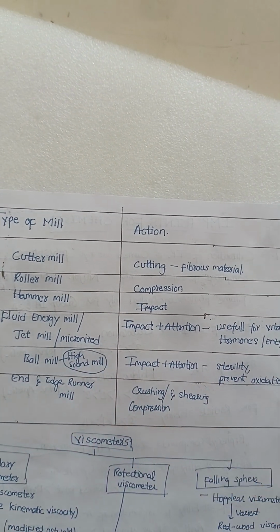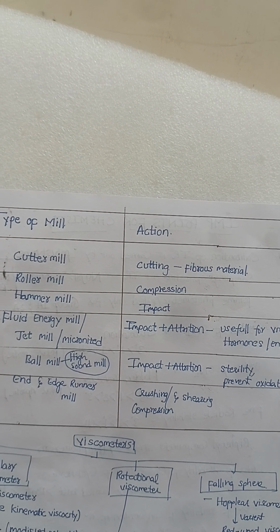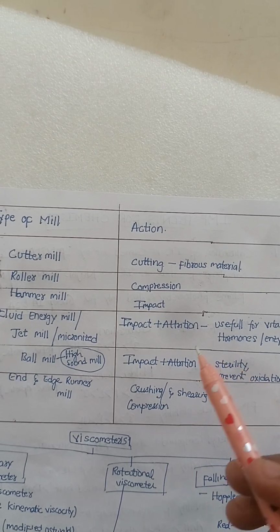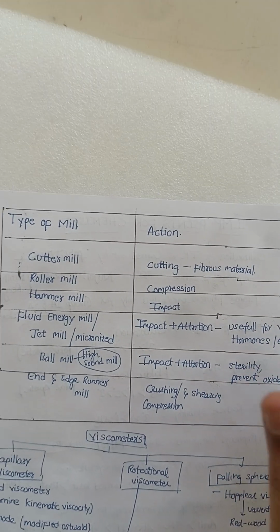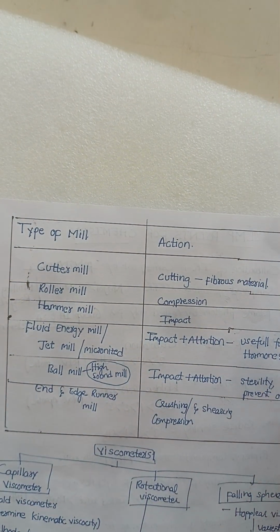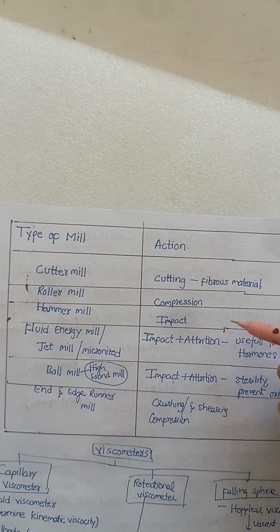The next is end runner and edge runner mill. These mills have a mechanism of action of crushing and shearing or compression. So these are the types of mills and their action. So, a very important table for GPAT.